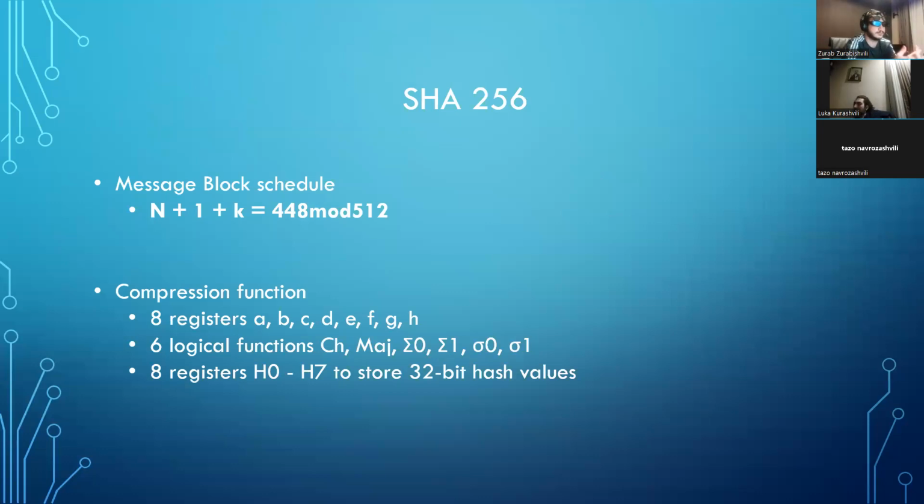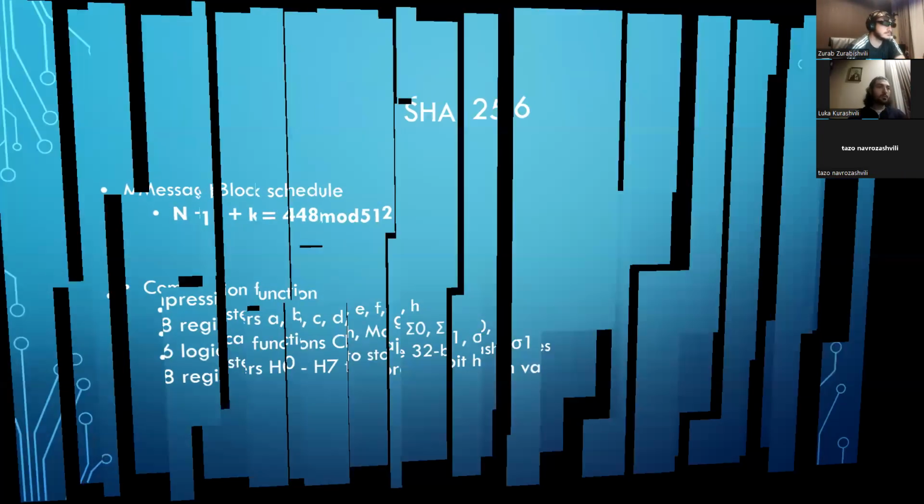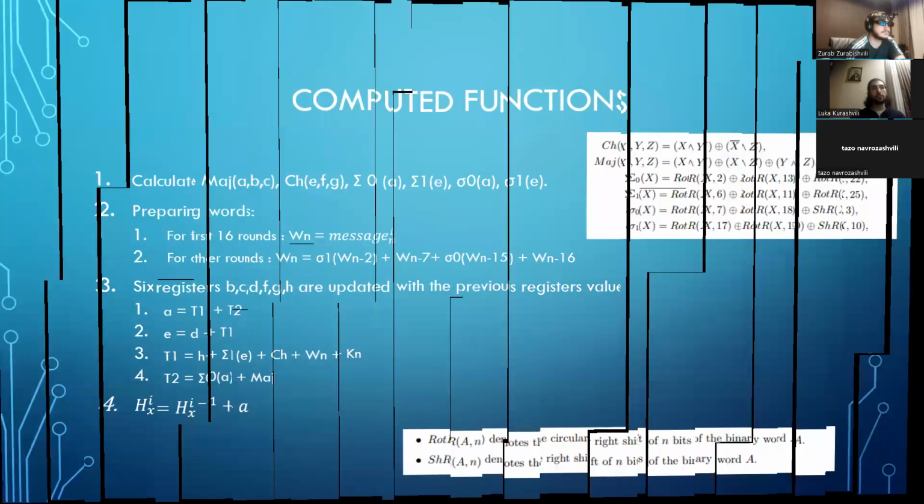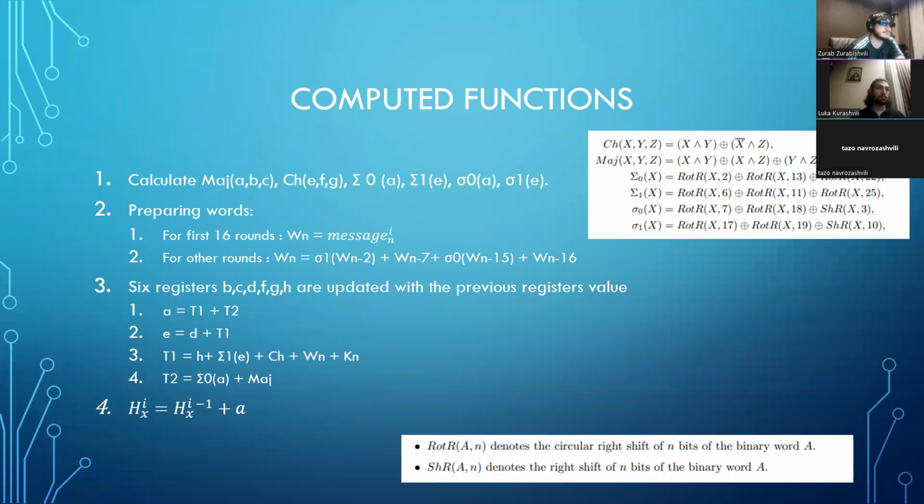Now let's talk about the compression function, which involves 8 registers called A to H, also 6 logical functions, and another set of 8 registers from H0 to H7. We store 32-bit hash values, updated m times if there are m 512-bit message blocks. The following functions are computed on each round and the registers are updated using the majority function of the first 3, the choose function of the next 3, and the sum and sigma functions of the rest.